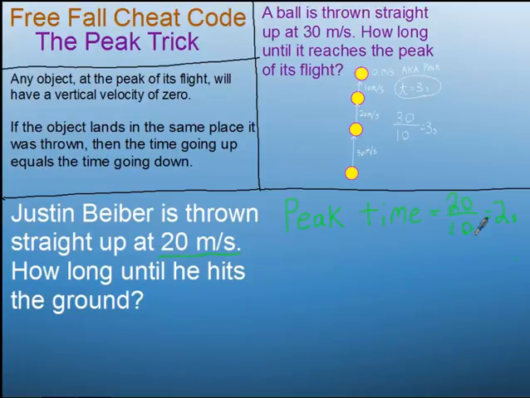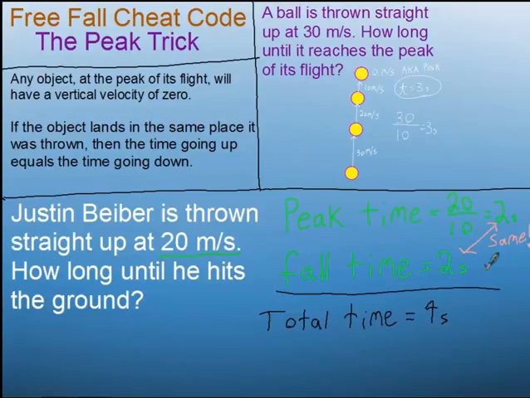It's just 20 divided by 10. So his peak time is 2 seconds. Well, I told you before that it spends the same amount of time going up as the amount of time that it spends going down. So if that's the case, then that means that he spent exactly 2 seconds coming back down. And if that's the case, then we know that the total amount of time he spent in the air was 4 seconds without any complicated formulas at all.